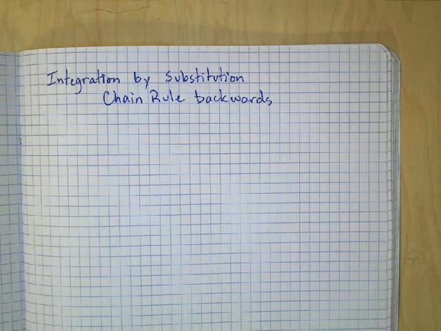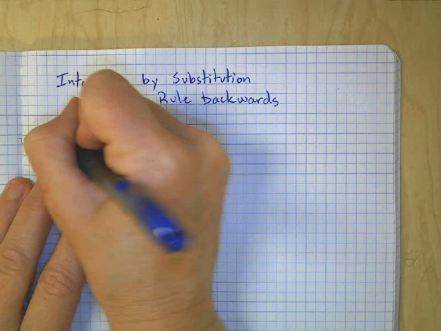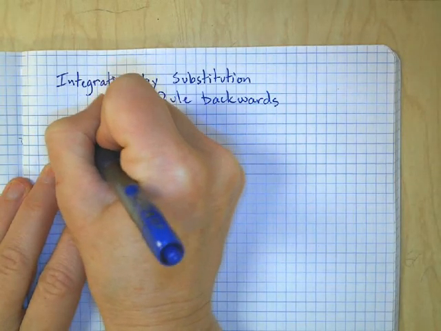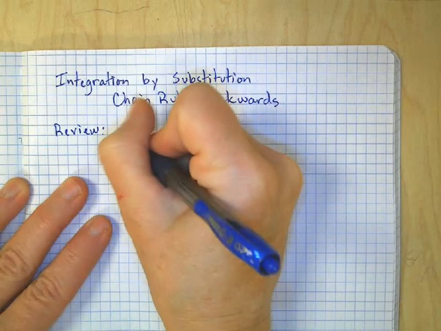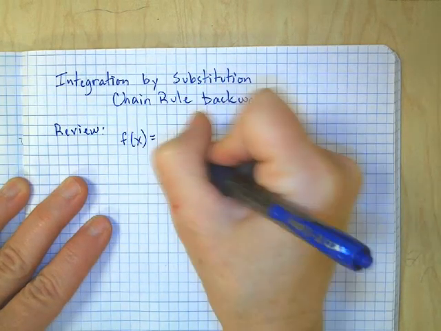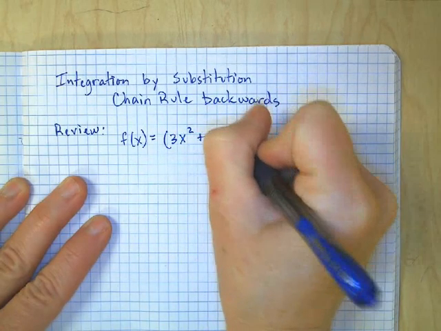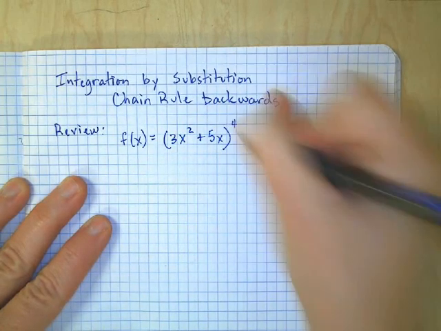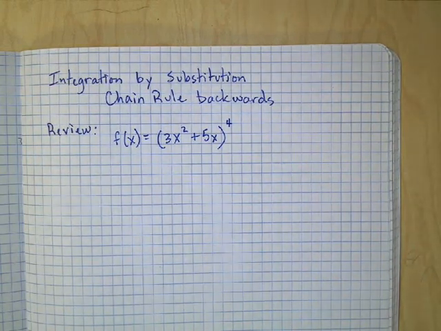Okay, so now we're going to get to more complicated looking problems, but first what we're going to do is a little review of the chain rule. So in our warm-up today we used the chain rule, but let's just review it one more time. So if I know that f of x is equal to (3x squared plus 5x) all to the fourth, I can use U substitution and the chain rule to help me find the derivative.